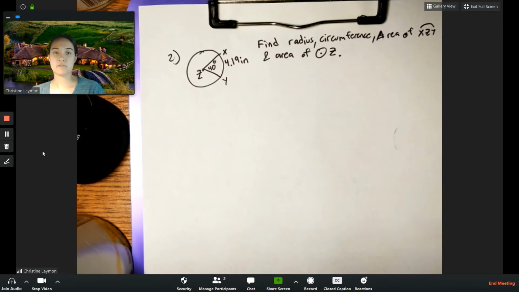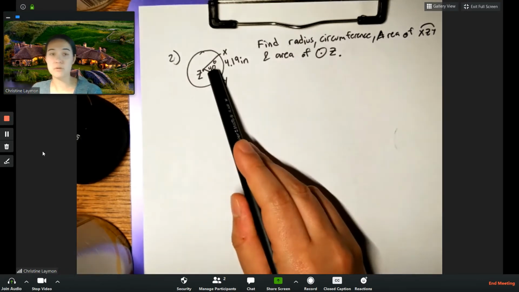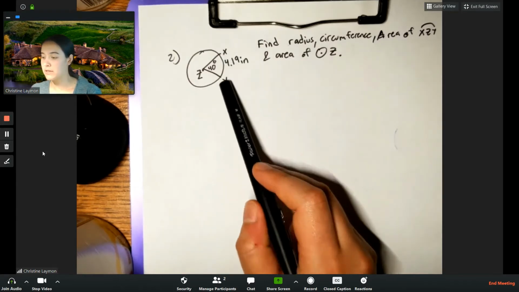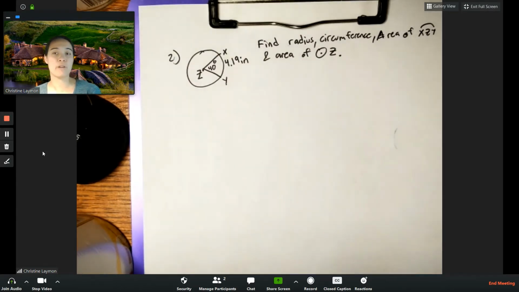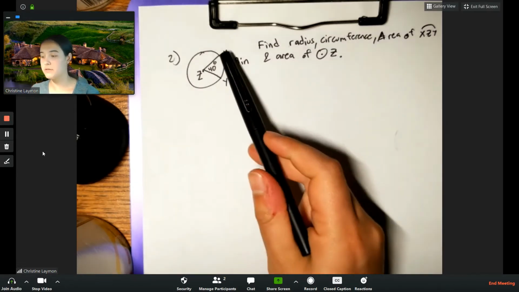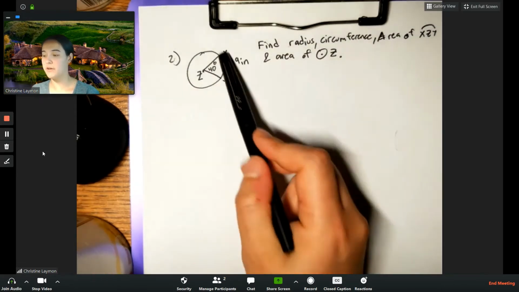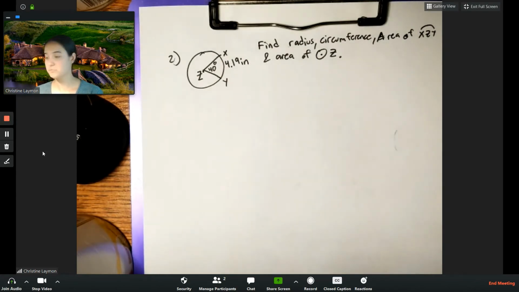In this next question, we've been given circle Z with central angle of 40 degrees, and this arc length XY is 4.19 inches. And we've been asked to solve all the missing parts. This includes finding the radius, the circumference, the area of the sector, and the area of the entire circle. So I'm going to start by finding the entire circumference. And I'm going to do this using ratio method.